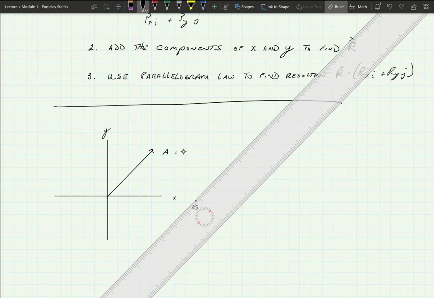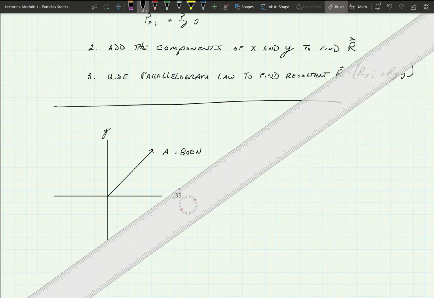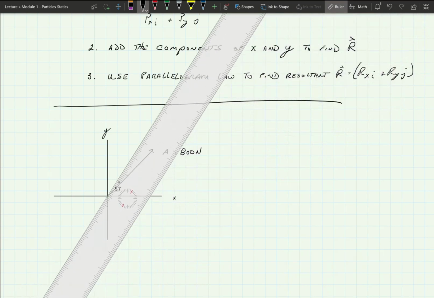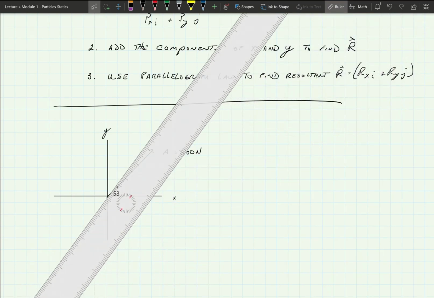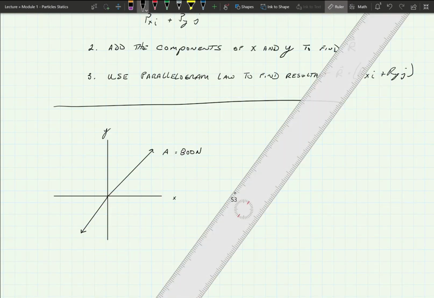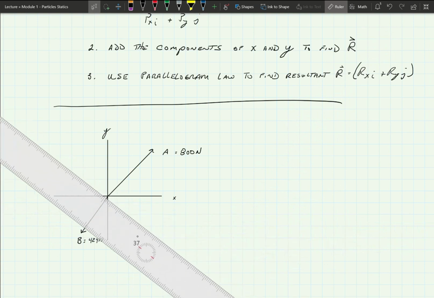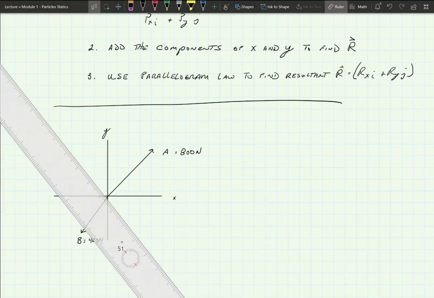Okay. And we're going to call this one A, and that's going to have a magnitude of 800 newtons. And if I take the other one and we drop it something like so, and we give that one a B, and we define that as 424 newtons.